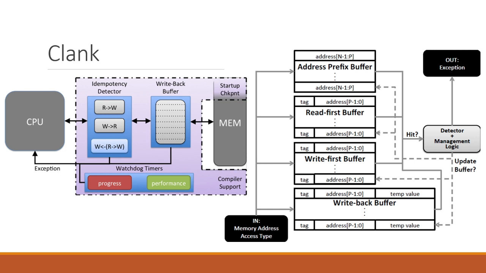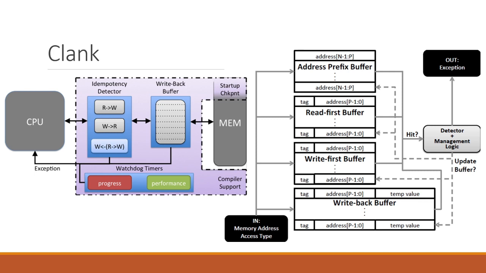Then we have the address prefix buffer. Now, the address prefix buffer is a specialized component within Clank's architecture designed to optimize memory utilization and reduce redundancy in the memory address tracking. It addresses the spatial locality of the memory accesses observed during the program execution, especially in intermittent computing environments where power cycles and interruptions are common occurrences.